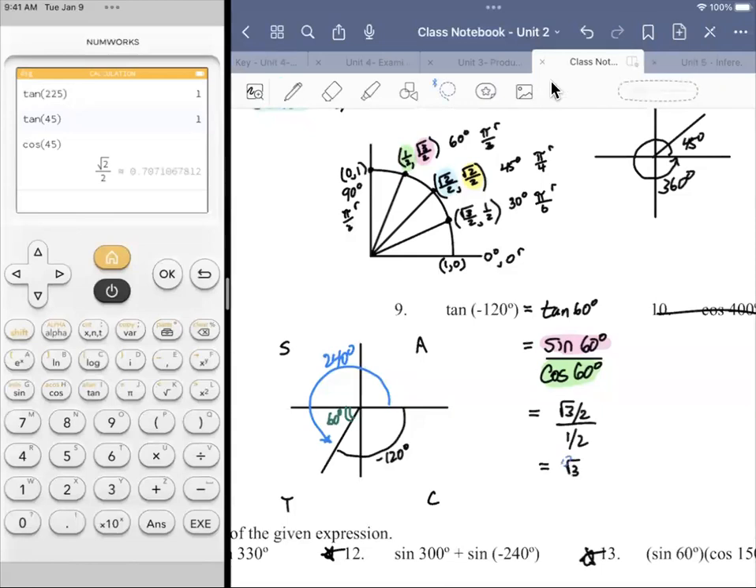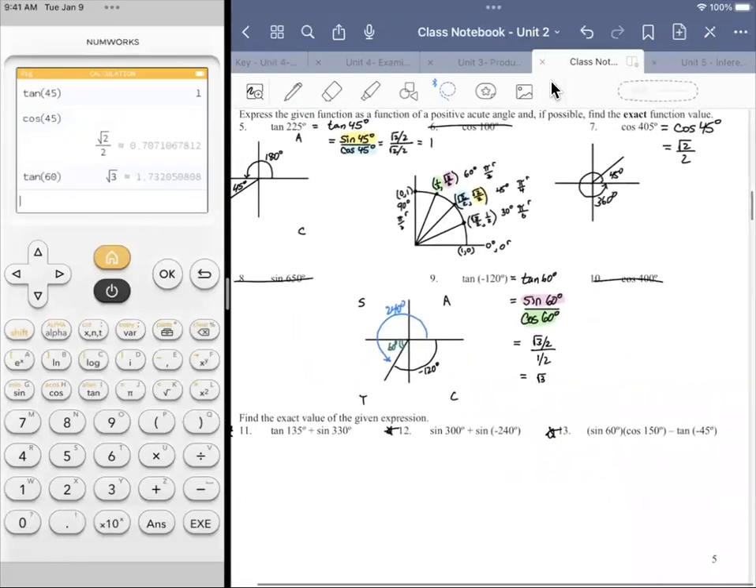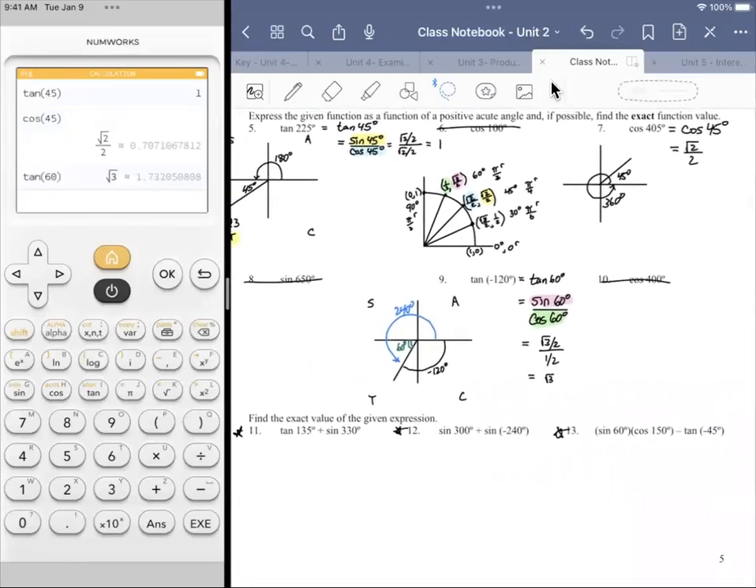All right. So check it in your calculator. Tangent of 60, radical 3. All right. So it's a nice mobile answer key. Now, I suppose you could do the same thing with the operations. Tangent, like just type it right in, tangent 135 plus sine of 330. It'll tell you negative 3 over 2 or negative 1.5.